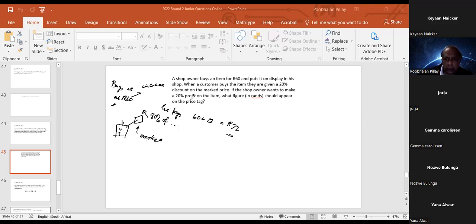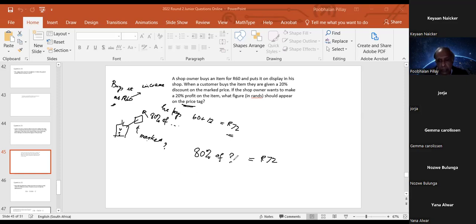So your question is, what thing appears on the tag? That's what I got here. What is this? So 80% of whatever there is equals 72 rands. That's the point, right? After it takes away 20% from the market price, whatever it is marked at, evidently it must be much larger than 72, right? Here's the discount.